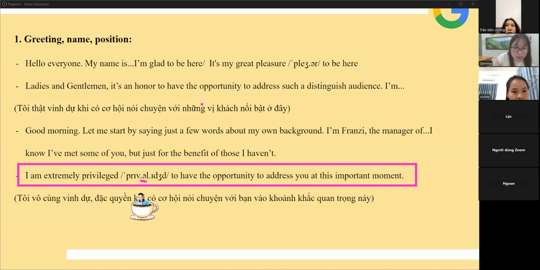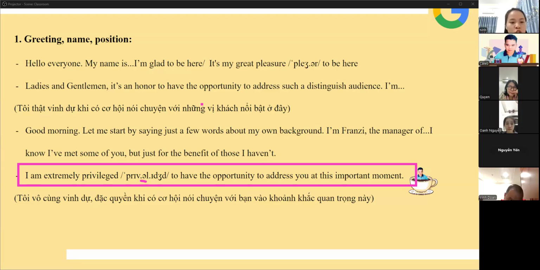Okay, how about Miss Ning? Sorry, can you please state your name? Yes, I'm Ning. Okay, Ning. Miss Ning, can you please try to read the last part? I am extremely privileged to have the opportunity to address you at this important moment. Okay, it's not address, it's address. Okay, faster. Address you at this important moment. Address.